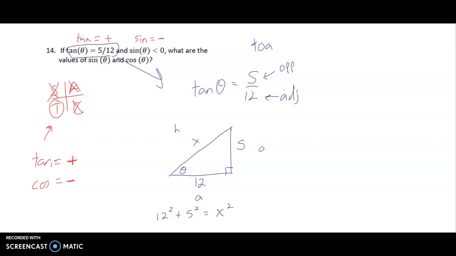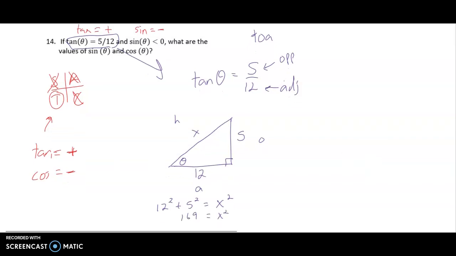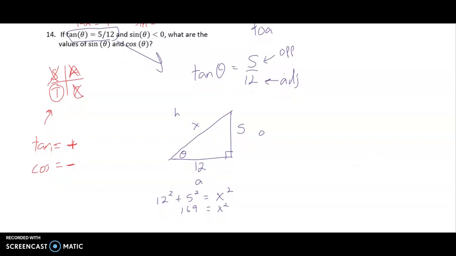If you add these, you get 144 and 25. That adds to 169 is equal to x squared. If I square root that, we get that x is equal to 13. So I'm going to bring this up here. I'll actually just erase this and write 13.